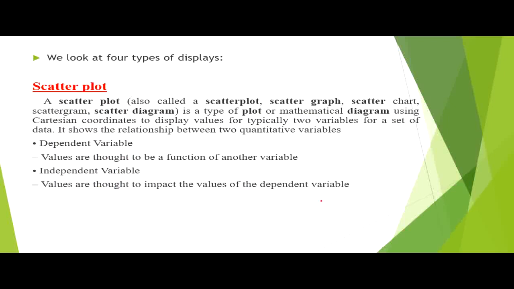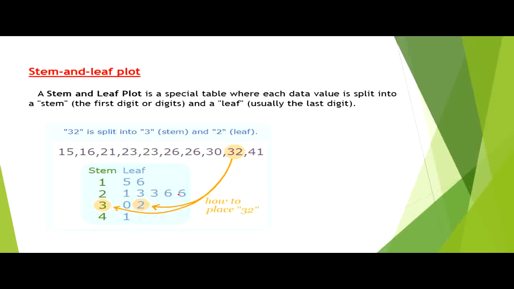Now you understand, just go through this one. Different names: scatter plot, scatter graph, scatter chart, scattergram, scatter diagram. These are mathematical diagrams using Cartesian coordinates to display values of typically 2 variables for a set of data. It shows a relationship between the 2 quantitative variables, dependent variable and independent variable. That's it. Go ahead. Stem and leaf plot.